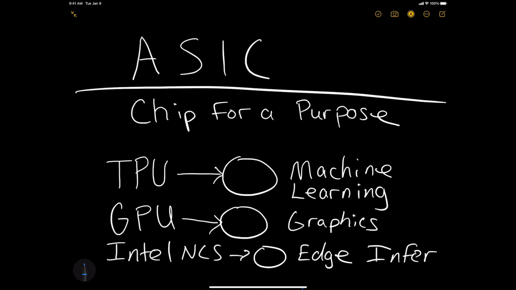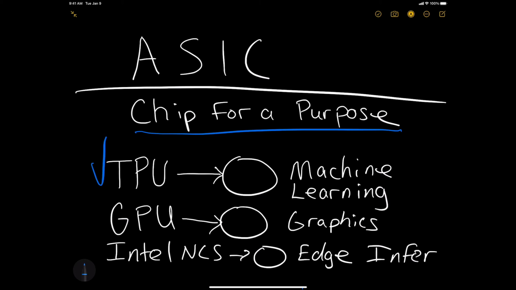Let's talk through what an ASIC is. In particular, an ASIC stands for Application Specific Integrated Circuit, but what it really means is it's a chip for a purpose. So this chip is designed for one thing, unlike a CPU, which is designed for lots of different tasks. So let's take one example here, which is a TPU.